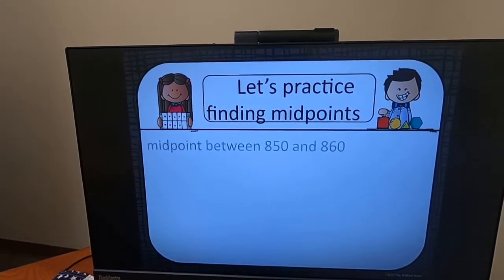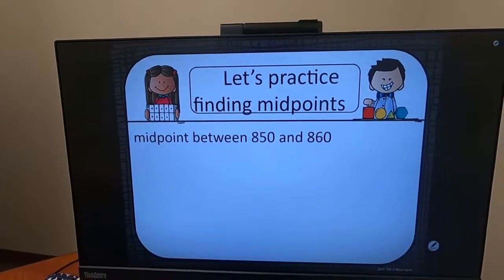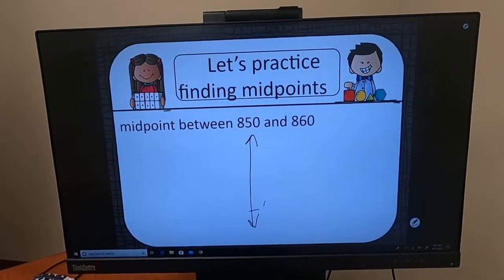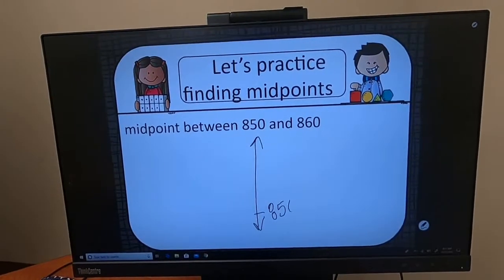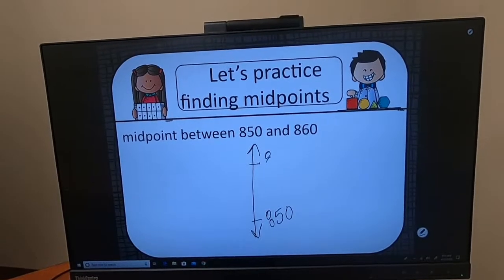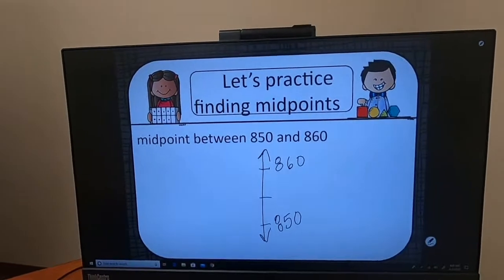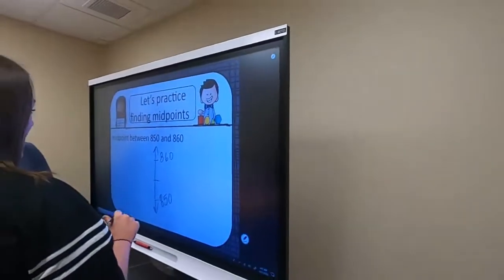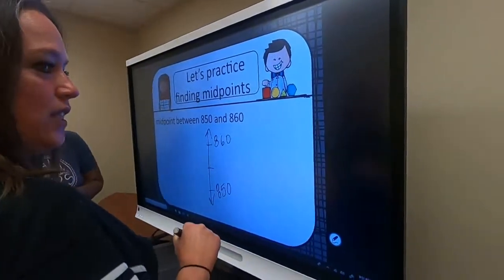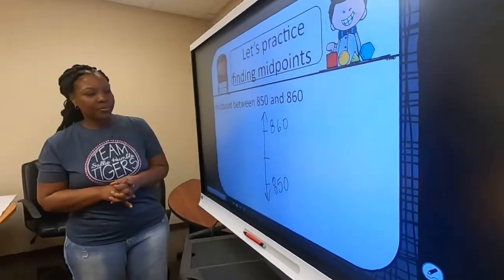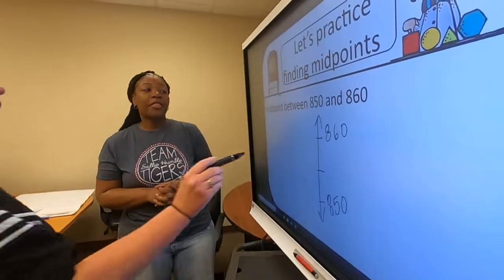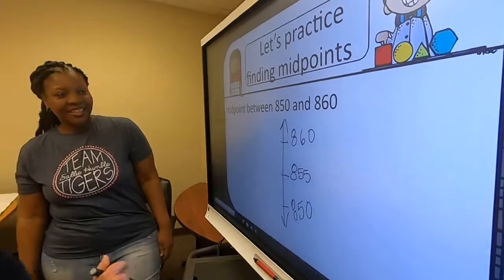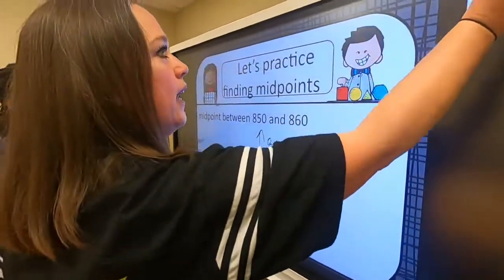Oh, and we have another midpoint to find. Okay, the midpoint between 850 and 860. And my handwriting is very terrible on this board. Okay, boys and girls, what is the midpoint between 850 and 860? Did I hear 855? I think you did, Miss Wilson. Oh, that is wonderful, boys and girls. I think y'all are almost ready to round on the number line.